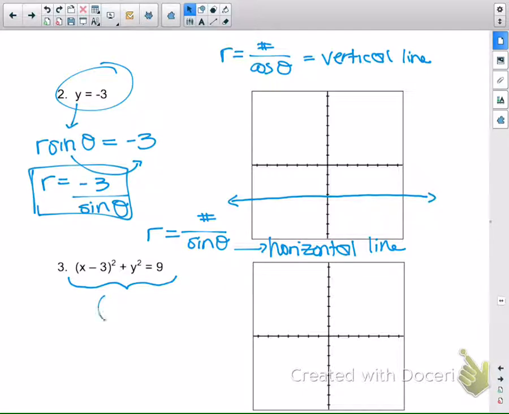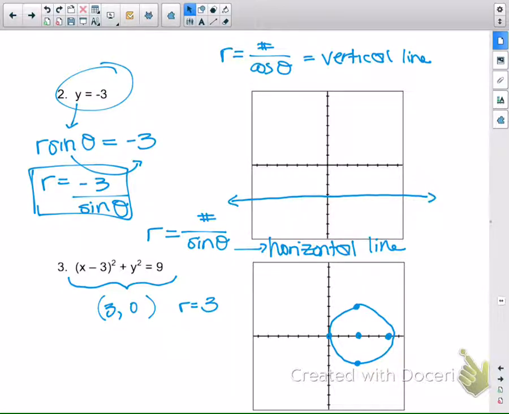What's your center of your circle? 3, 0. What's your radius? 3. So here's 3, 0. You go out 3 on any side, and you would get this circle-ish. Now, if I'd like to convert this, what do you have to do to this equation in order to do some conversions here?